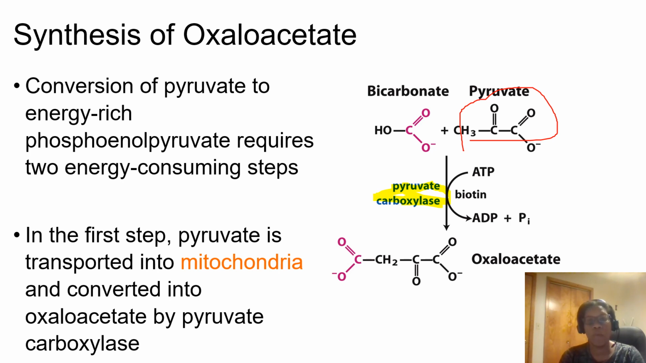So it's good to know that oxaloacetate is going to appear in the citric acid cycle. So we can go ahead and memorize oxaloacetate. So the first half step really in gluconeogenesis is to add a carbon dioxide to pyruvate and create oxaloacetate.